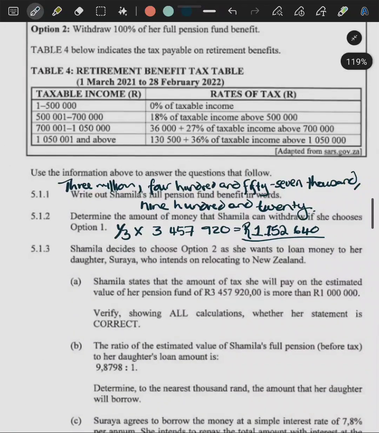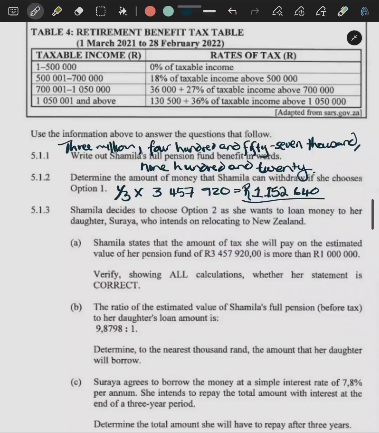Then we were asked that if Shamila decides to choose option 2, she wants to loan her money to her daughter Suraya, who intends on relocating to New Zealand. So the first one is Shamila states that the amount of tax she will pay on the estimated value of her pension fund is more than $1 million. Verify showing all correct calculations whether her statement is correct. So this is working with a tax calculation. I'm just going to go onto a new page for this.